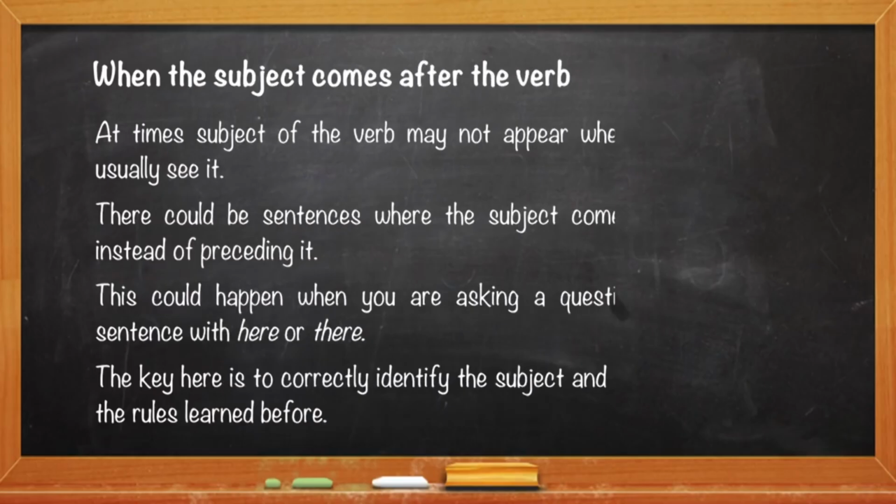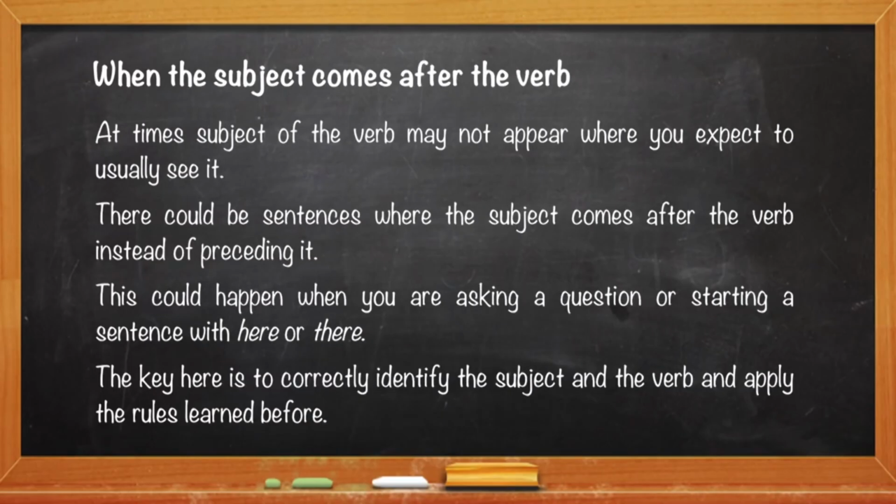So, here is an example. When the subject comes after the verb, at times the subject of the verb may not appear where you expect to usually see it. There could be sentences where the subject comes after the verb instead of preceding it. This could happen when you are asking a question or starting a sentence with here or there. The key here is to correctly identify the subject and the verb and apply the rules learned before.